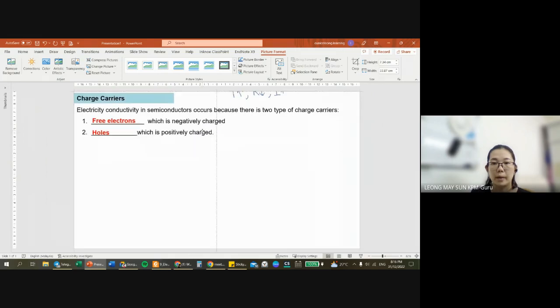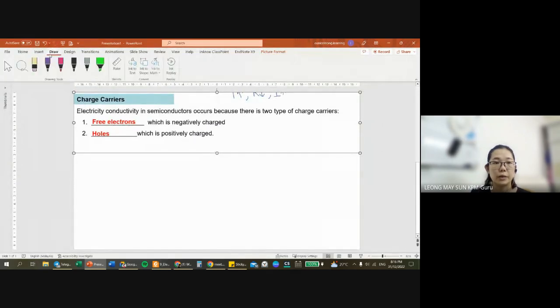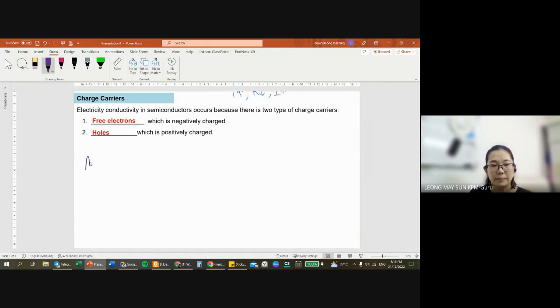All right, let's talk about charge carrier. But before we talk about charge carrier, we talk about something basic that you have learned previously. In an atom, we know that there is a nucleus in the middle, which has protons and also neutrons, and we have electrons orbiting around them.